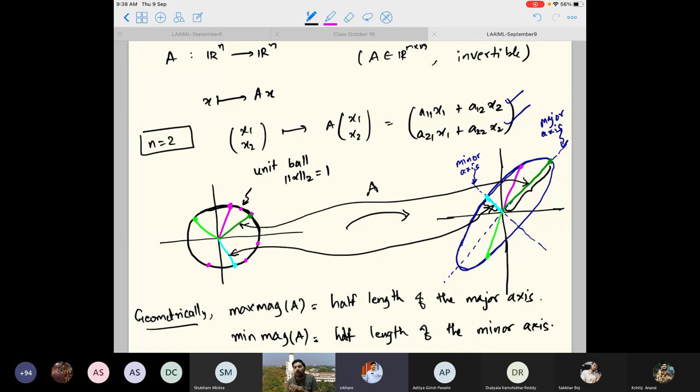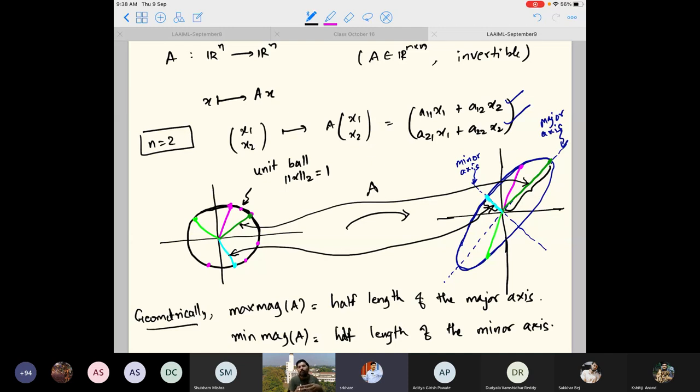So a circle will get mapped to an ellipse, right? That's what will happen. And geometrically, clearly, what is the maximum magnification? Maximum magnification is basically the highest length in the ellipse. What is the highest length in the ellipse? Highest length obviously is along the major axis. So the highest length is basically half length of the major axis. That is the maximum magnification. So that is the maximum distortion that can happen to this unit circle.